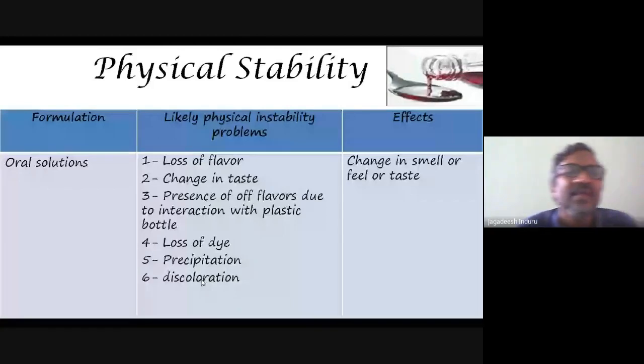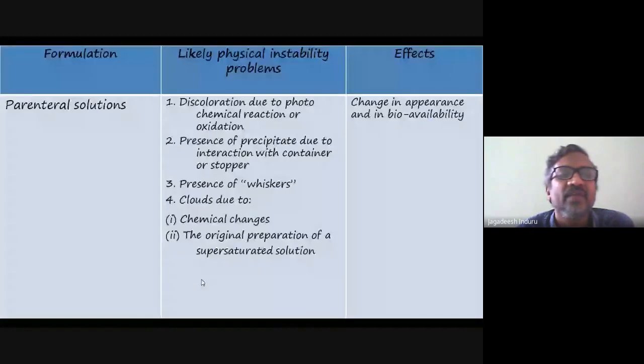Most of the time, in a parenteral solution, where we take the liquid into a syringe and inject it into the body by the muscular or intravenous route, discoloration due to a photochemical reaction or oxidation may be damaging the product because the chemical nature is getting altered. The presence of a precipitate due to interaction with the container or the stopper will block the syringe when we take it up for injection into the patient.